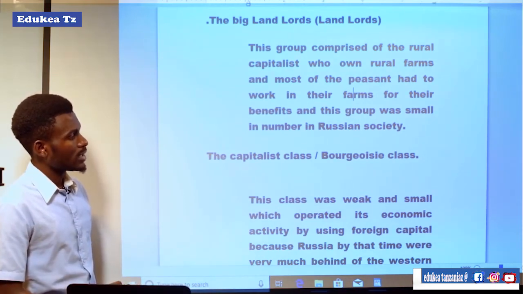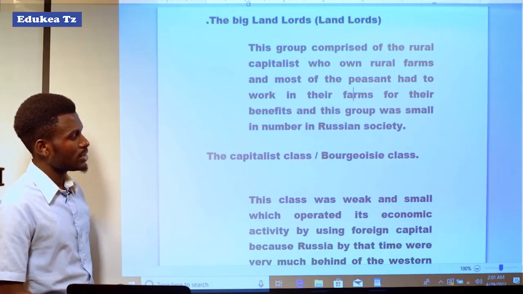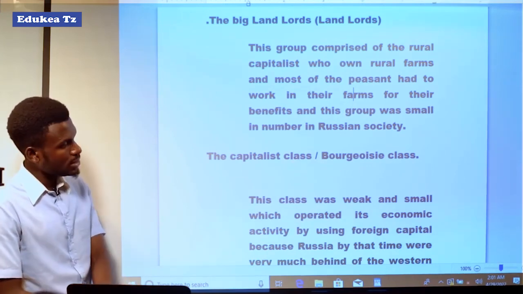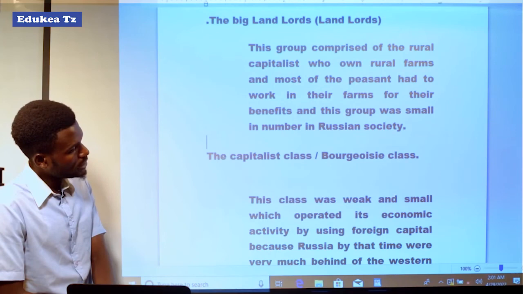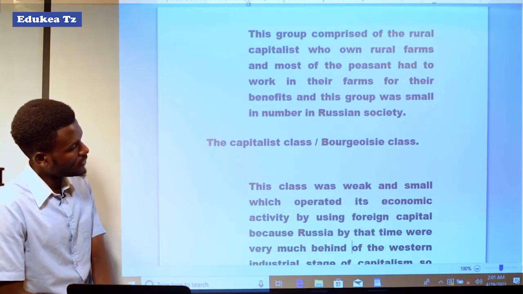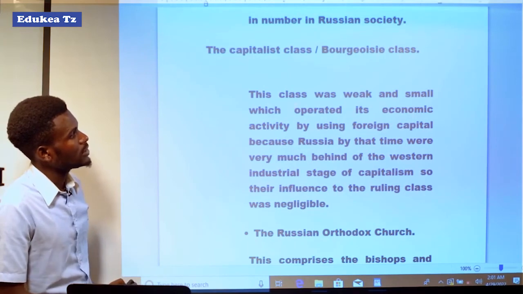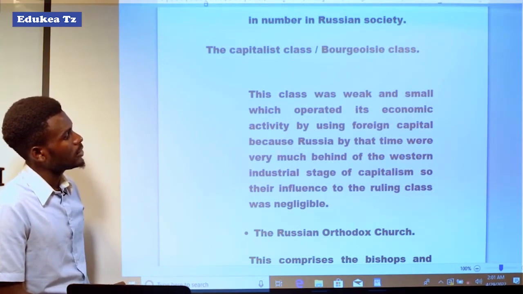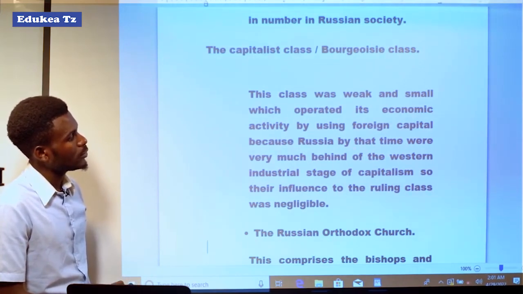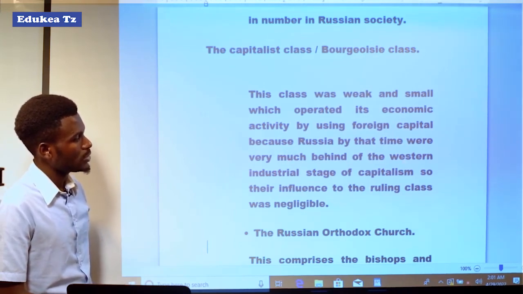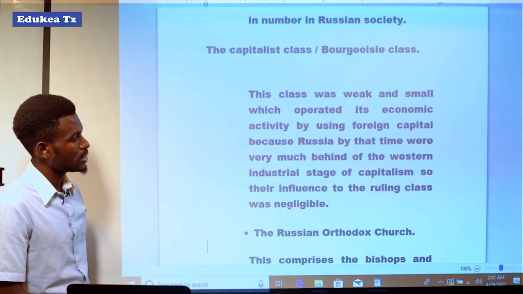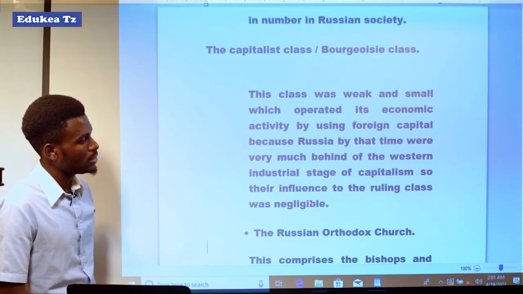The next was the capitalist class or bourgeoisie. This class was weak and small, and it operated its economic activity by using foreign capital. Because Russia by that time was very much behind the Western industrial stage of capitalism, their influence on the ruling class was negligible.